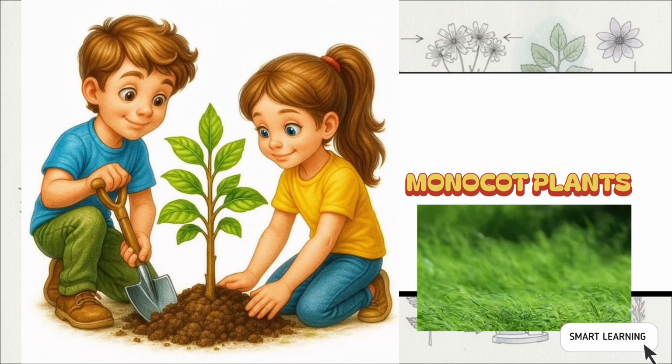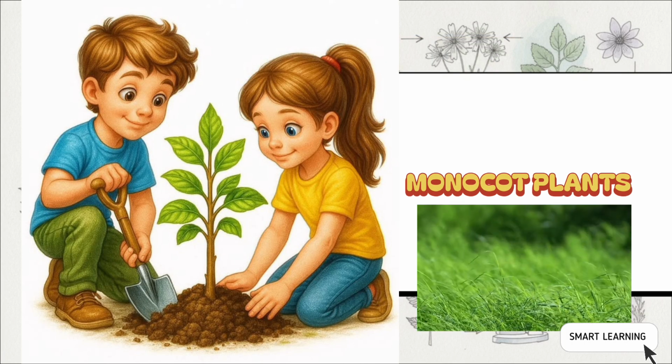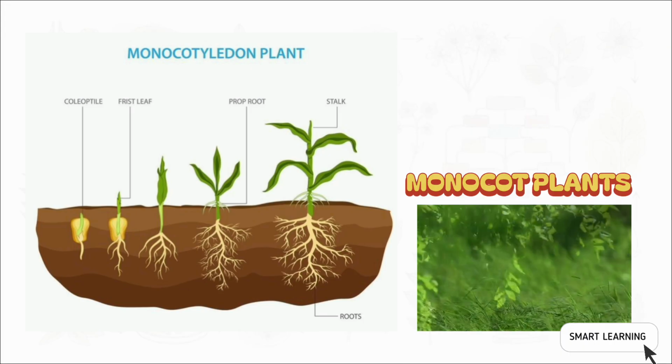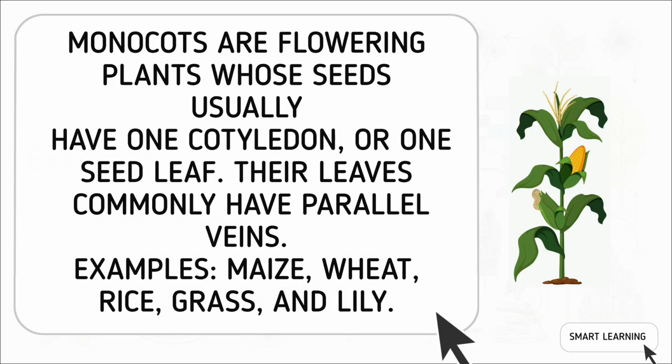Section 5. Monocots, one seed leaf. This is our first subgroup of flowering plants. So what exactly makes a monocot? Well, mono means one, so monocots are flowering plants whose seeds usually have just one cotyledon, or one seed leaf.